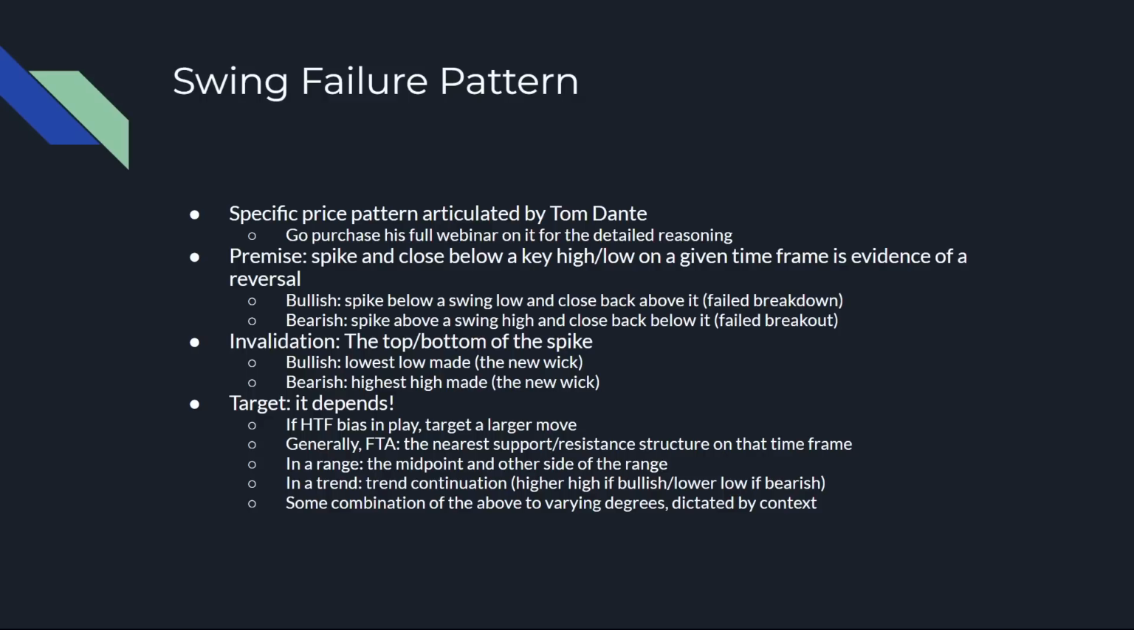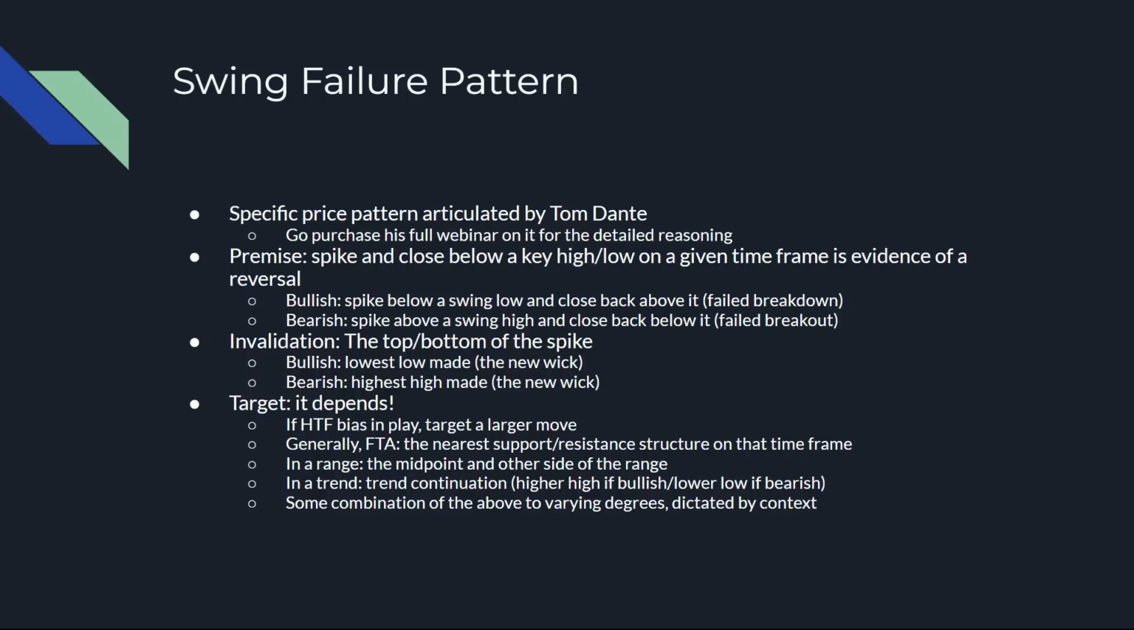Hopefully that makes sense. Generally speaking, if you want a rule of thumb, your target will be the FTA, the first trouble area, which is the nearest support resistance structure on that time frame, as long as the risk reward makes sense and meets your trade criteria. I thankfully do have an FTA video on the CryptoCred channel. Go look it up. I think it's literally called FTA and covers this concept to death.